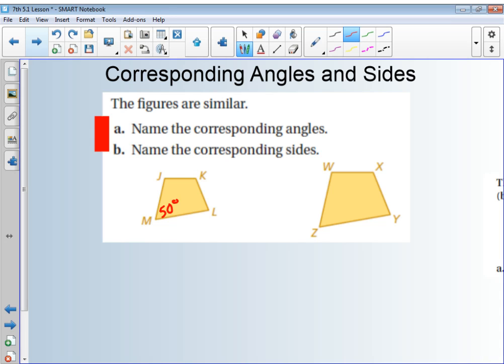Okay, if I were to go through and say that angle M was 50 degrees, understanding corresponding angles, then I could also identify that letter Z was also 50 degrees. Okay, if I said that angle K was 120 degrees, what angle on WXYZ is also 120 degrees? Well, that would be X. Okay, so that's working corresponding angles. If they give you one of the angle measurements on the other figure, you're able to identify that other angle measurement.